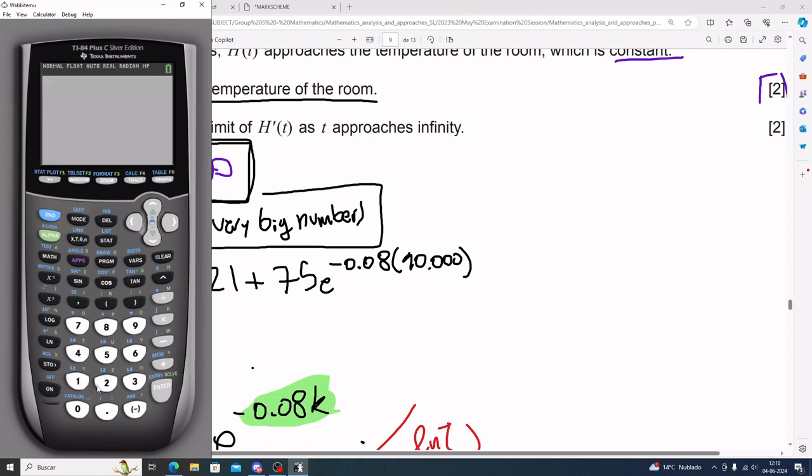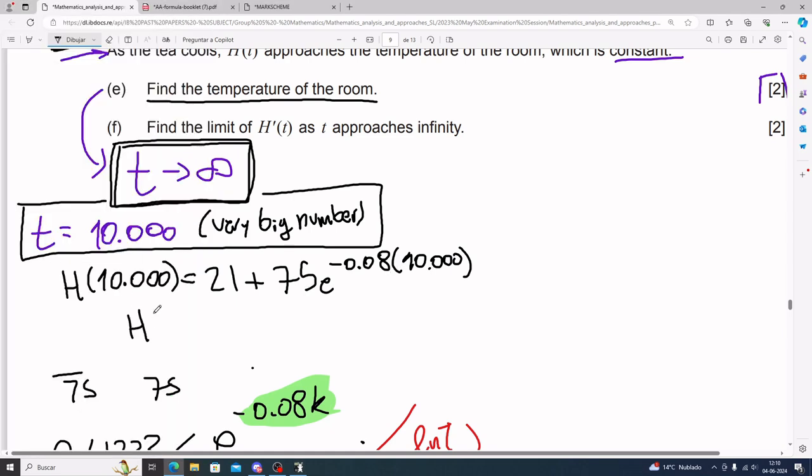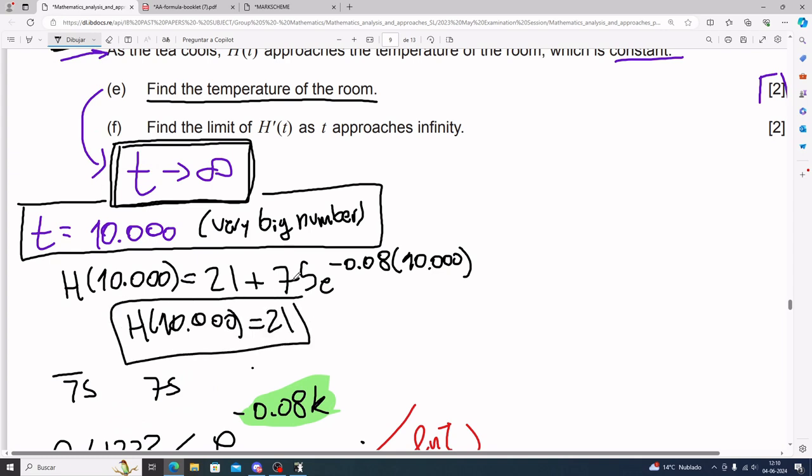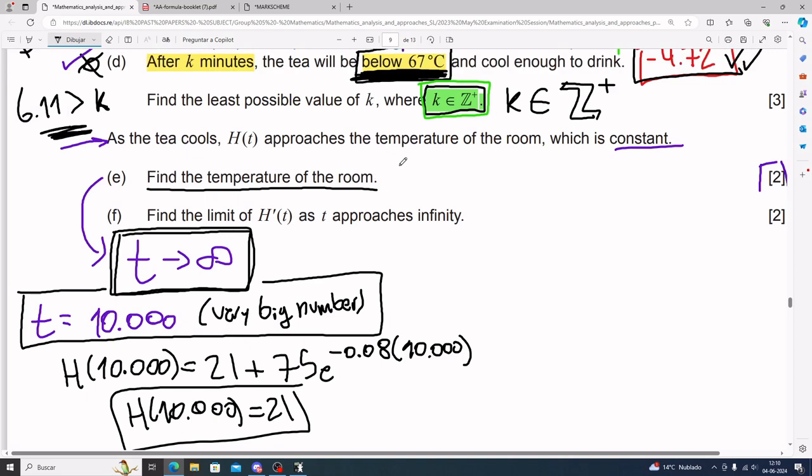Let me clear that for a second. So 21 plus 75e to the power of negative 0.08 times 10,000. And so this is pretty much going to be your room temperature. It's just going to be 21. See? So the room temperature, or the temperature after 10,000 minutes, is going to be 21. It's a very big number, so it's strong enough evidence. The temperature of the room is just going to be 21 Celsius.